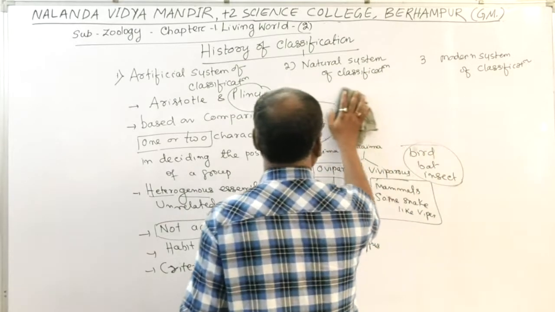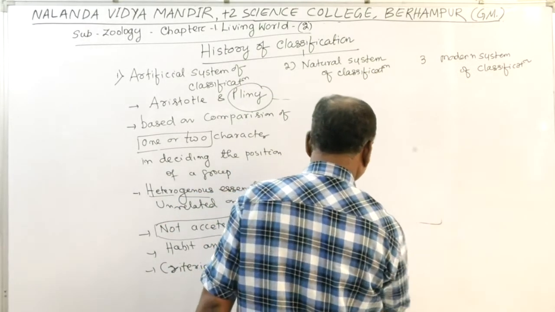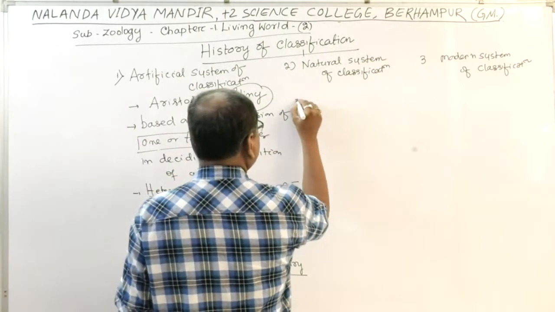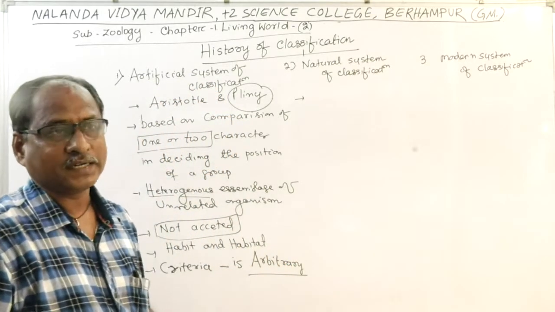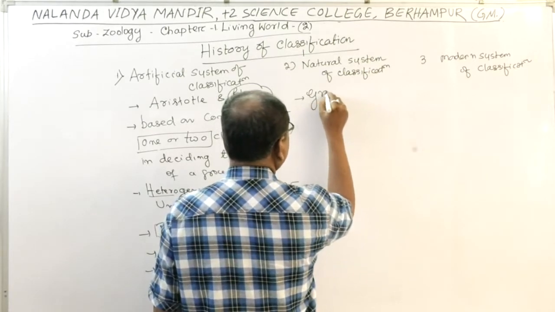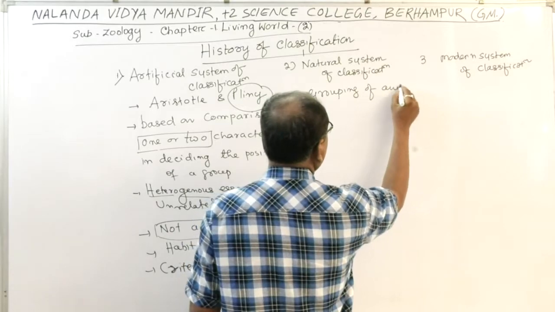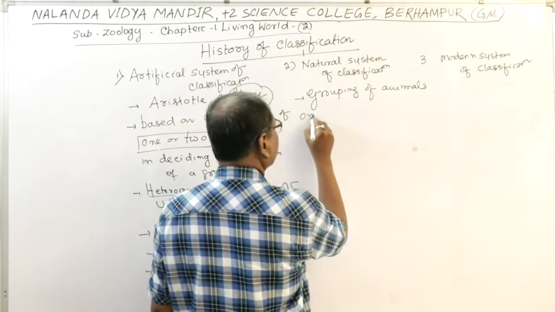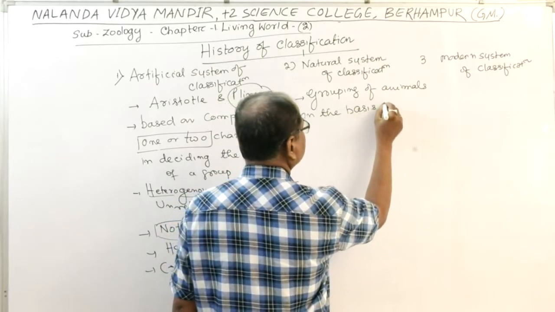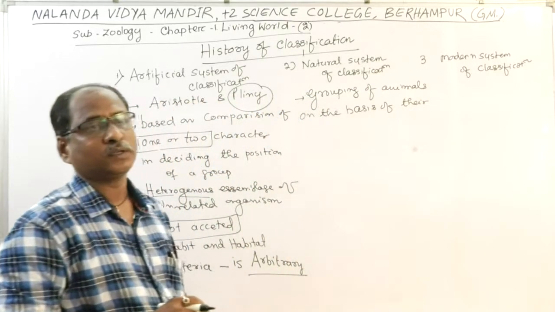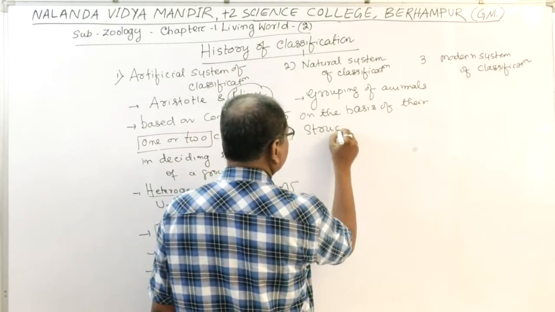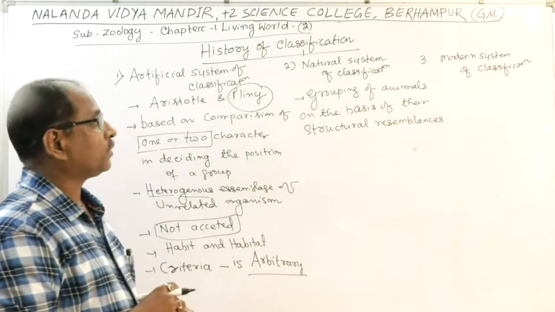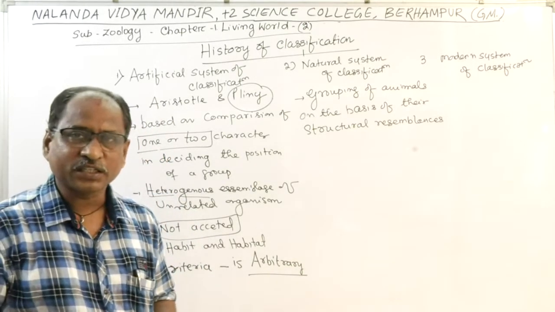Then the next classification is the natural system of classification. What is natural system of classification? That means this system is based on specific characters, grouping of animals. In this system of classification, animals are grouped on the basis of their structural resemblances.